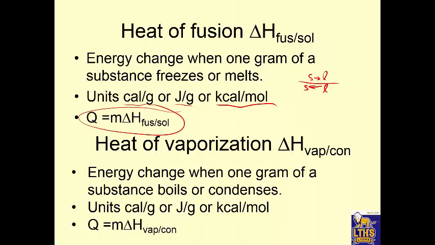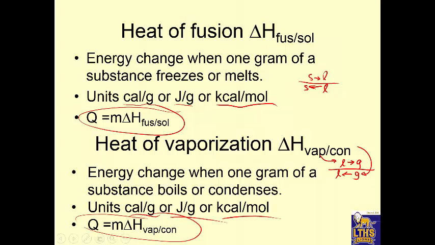Vaporization. Anytime you see vape, you should think gas. So this is a gas-liquid phase change. The energy it takes when 1 gram of the substance either boils or condenses is called the heat of vaporization or the heat of condensation. So this is the phase change of a liquid to a gas, that's vaporizing, and gas back to liquid is condensing. So vape, condense. But guess what? They're going to be both the same value, just depending on whether you're adding the heat or taking it away. So the units again are calories per gram, joules per gram, or kilocalories per mole.